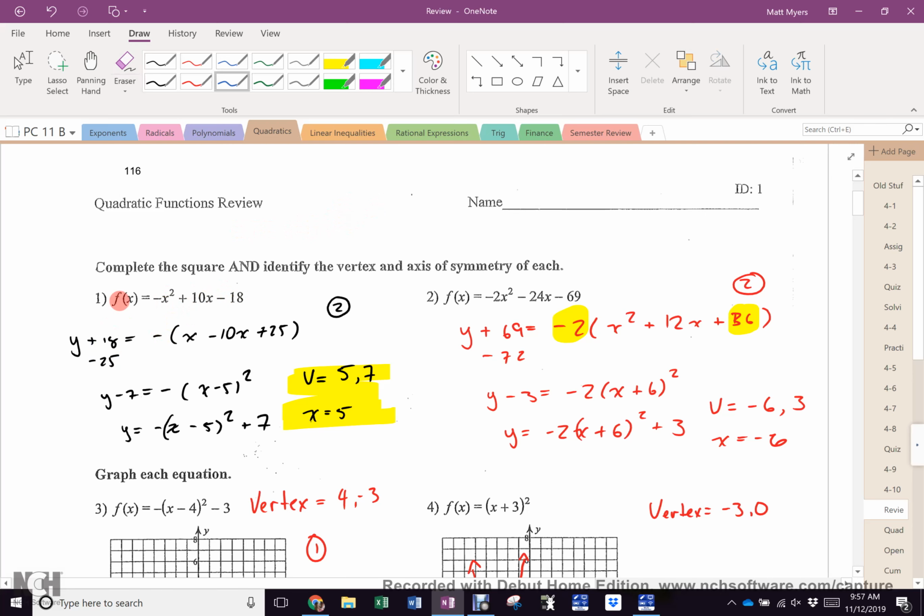are you allowed? Of course. I move that 18 over here, so I get y plus 18. Then I add my 25, half of 10 squared. But since I have a negative out front, I'm actually subtracting 25. Then I do my work. Okay? Any questions with completing the square? Get rid of C, do the work, bring C back. All right? That's how I like to do complete the square.